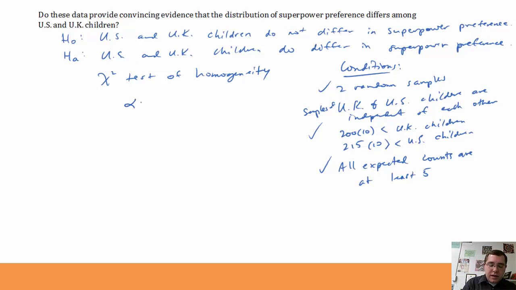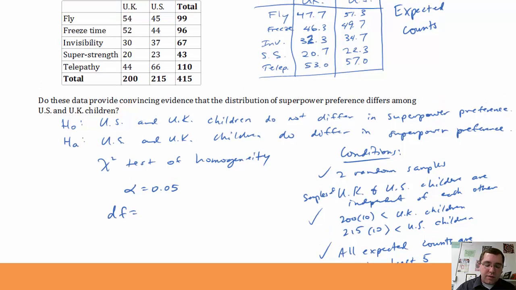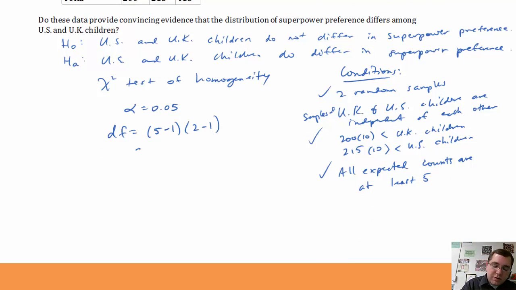So we're going to do this with an alpha of 0.05. We're going to have a degrees of freedom of the number of rows minus 1 times the number of columns minus 1. Well, how many rows do we have? We have 5 rows. So we'll have 5 minus 1 times the number of columns minus 1, which is 2 minus 1. So 5 minus 1 times 2 minus 1 is 4 times 1, which, last I checked, is 4. So the degrees of freedom is 4.